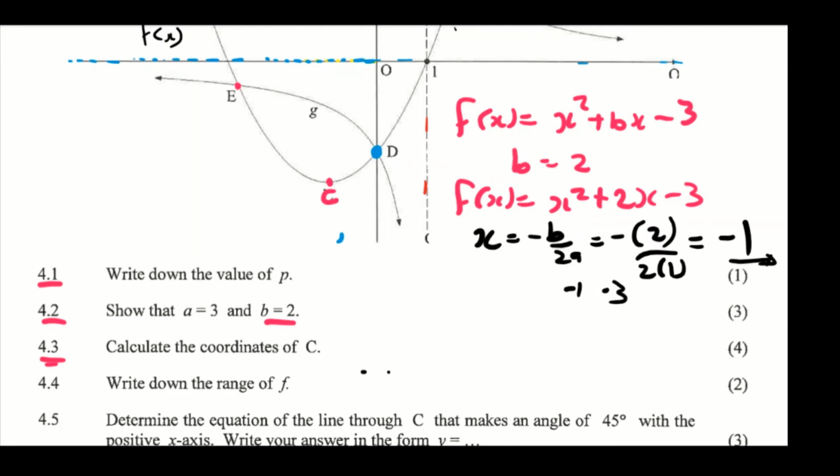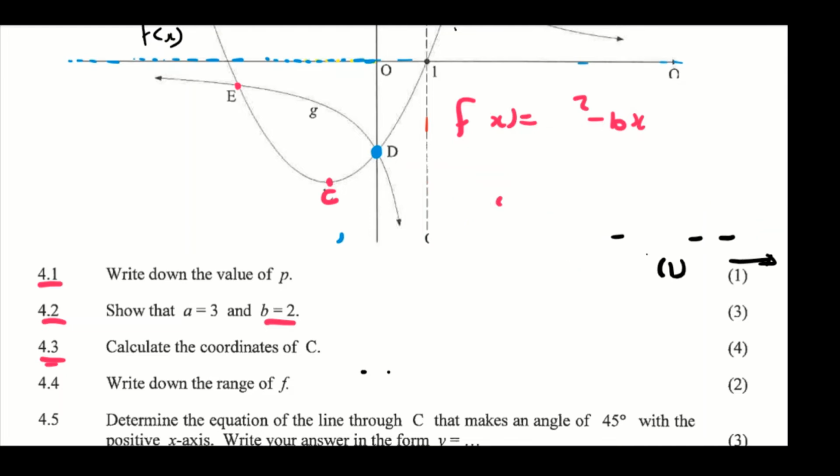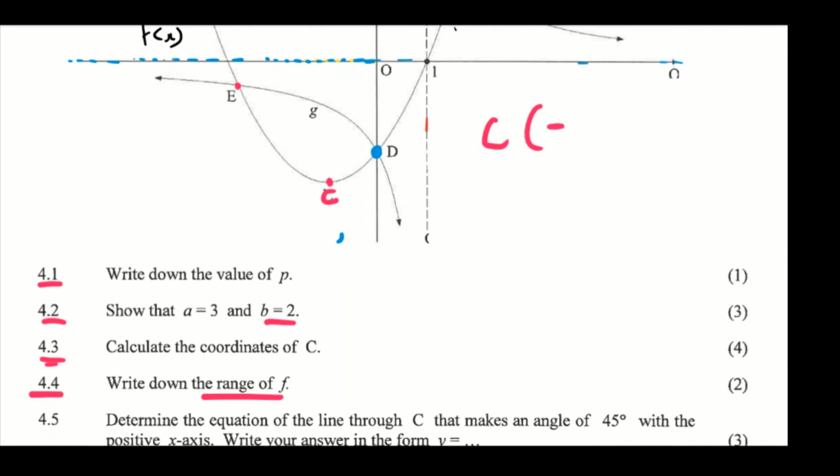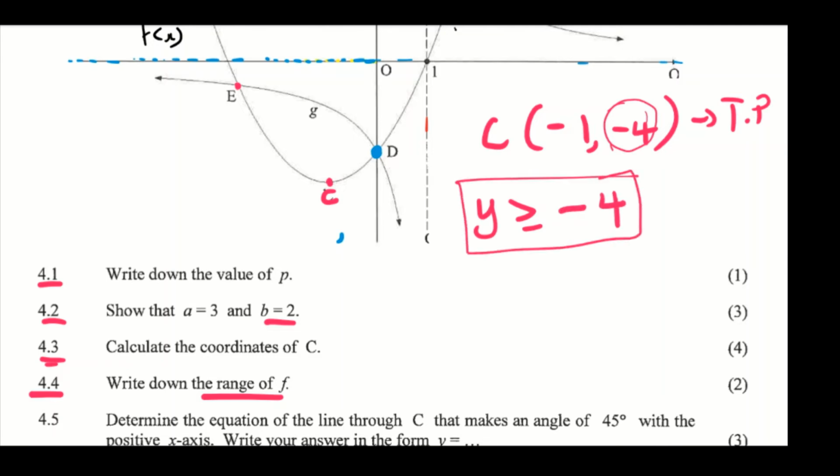Now we're done with these coordinates of C. We're going to write down the range. 4.4 wants us to write down the range of F. So C, remember, it's -1, -4. So this is the turning point, TP. And to find the range, you say y is greater than or equal to the y value of your turning point, which in this case is -4. So that's how you're going to write down your range, right?